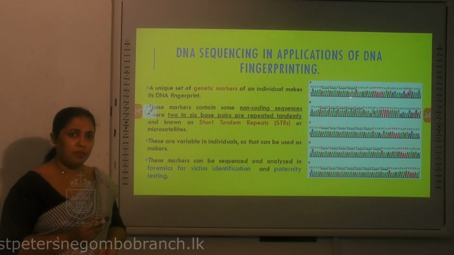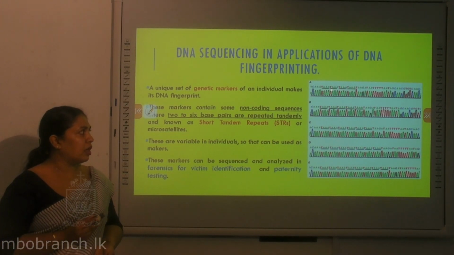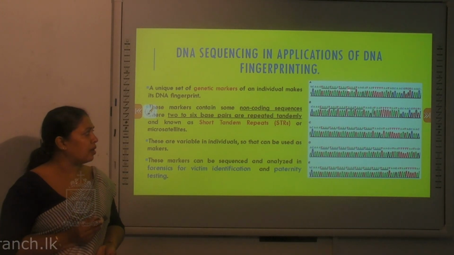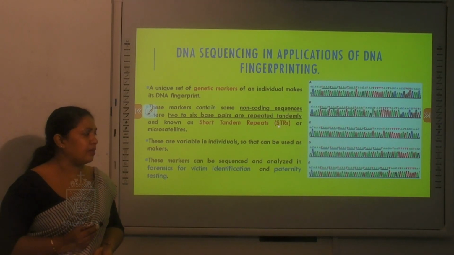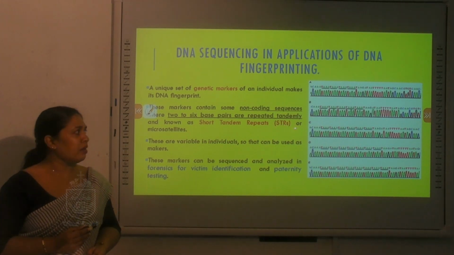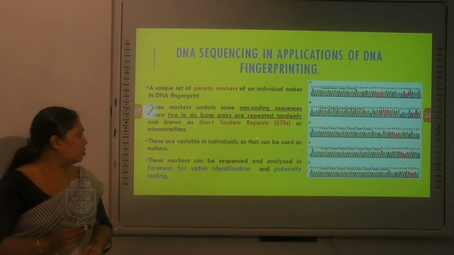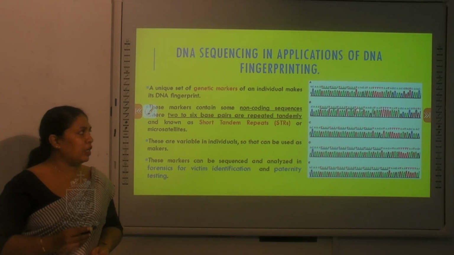All of us must have these within our DNA. Actually, these are located between the genes. Those are known as short tandem repeats. Short tandem repeats are usually denoted by STRs. These STRs are analyzed in DNA fingerprinting. So usually these STRs are variable in individuals.